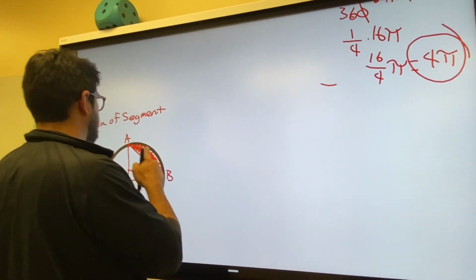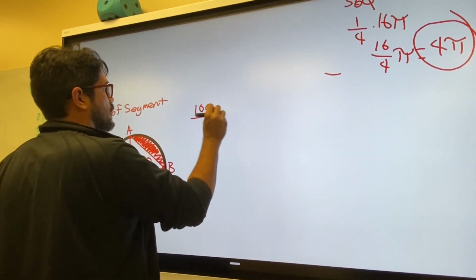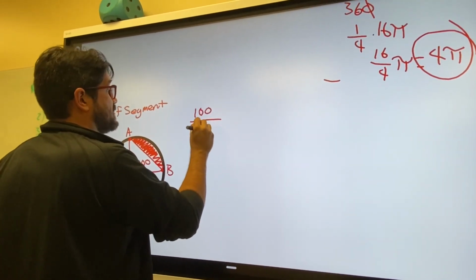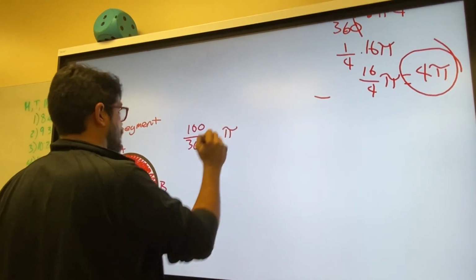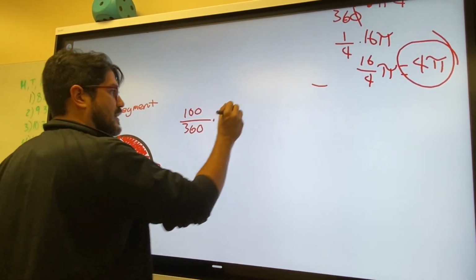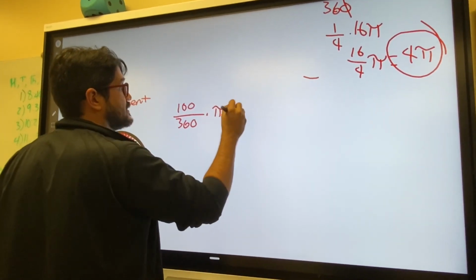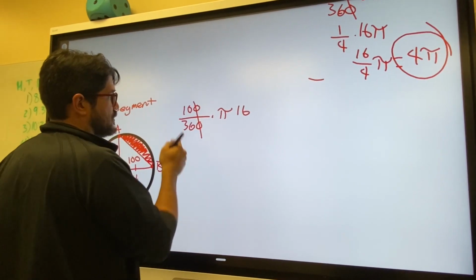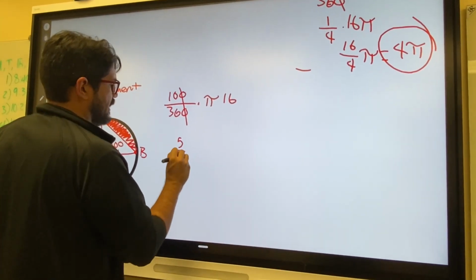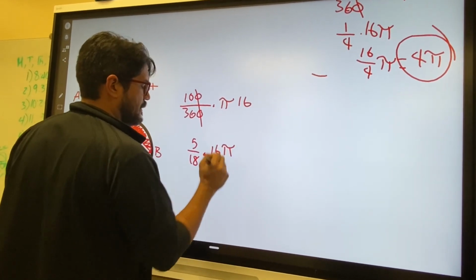So now let's find the area of the segment, which is going to be 100 of sector first, 360 times pi r, which I didn't give you. I'll use 4 again. That actually worked out really well. 4 squared. So that's going to be 16. Write 16 here. So this is going to cancel. This is going to make 5 over 18. And we're going to multiply by 16 pi.